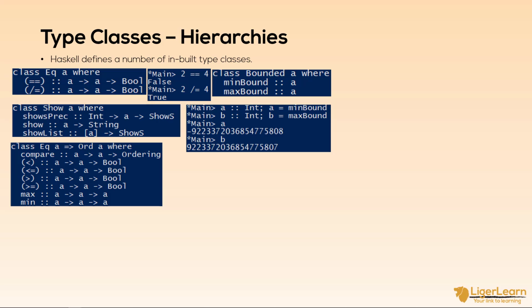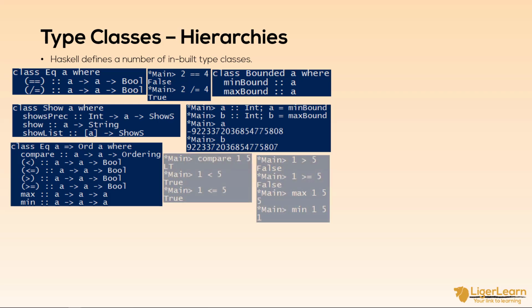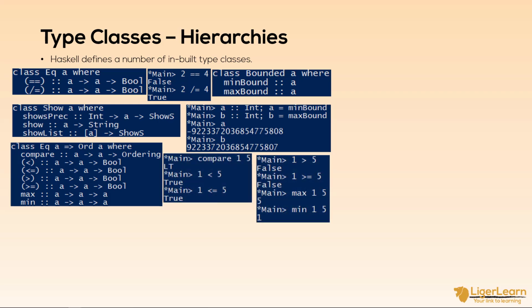An Int defines an instance for Ord, and we can see the usage of the functions in the type class here. When we compare 1 with 5, we get a value of LT back, which is an Ordering. LT here means less than, because 1 is less than 5.